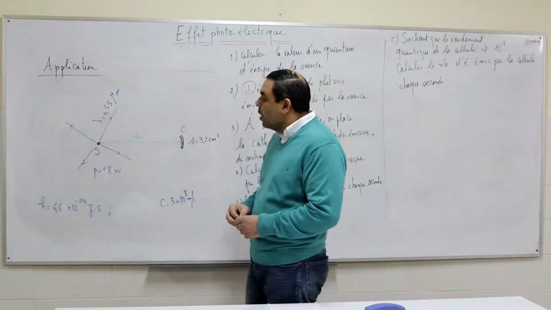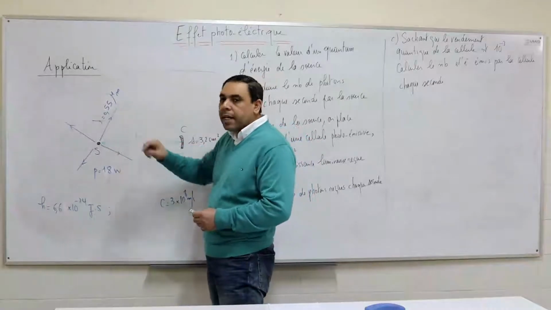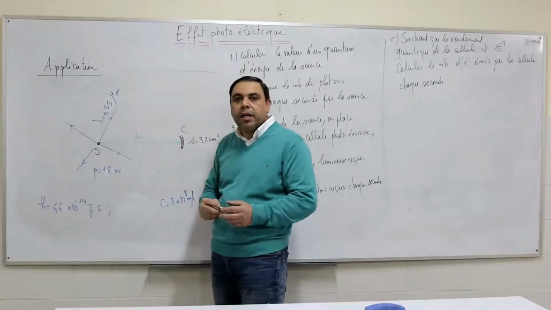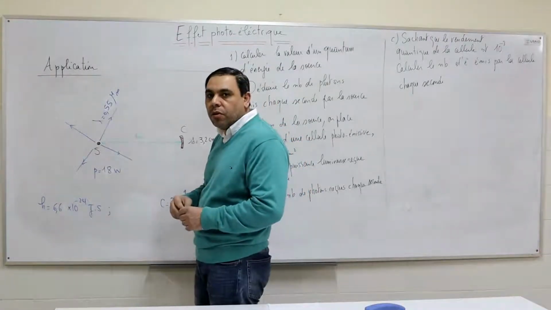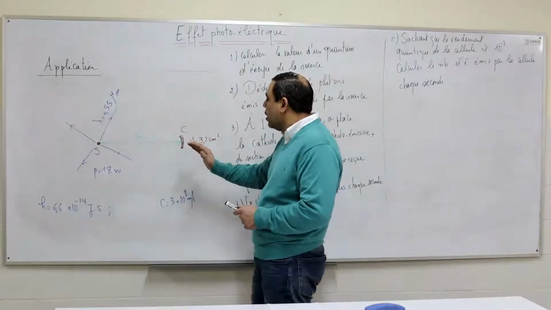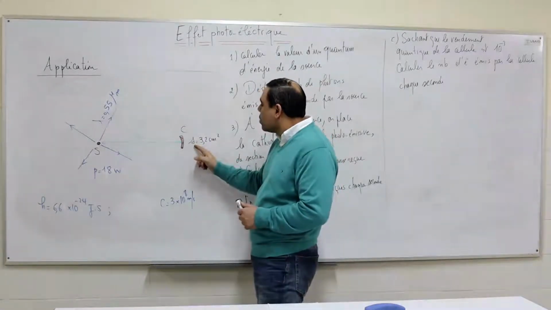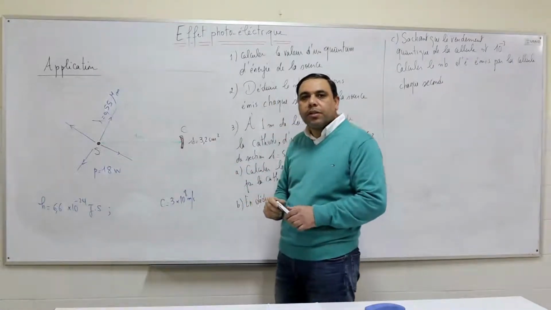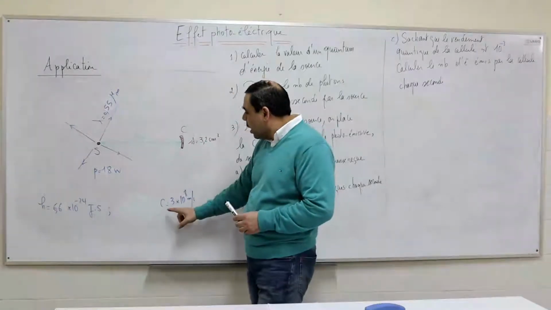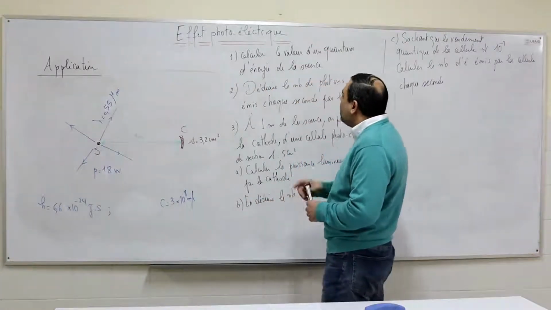Now we're going to solve an application. Consider a monochromatic light source of wavelength 0.55 micrometers and having a power of 18 watts. The source emits light uniformly and in all directions. 1 meter away from the source, we place a cathode of the photoelectric cell of surface area 3.2 centimeters squared. Given Planck's constant 6.6 times 10 to the negative 34 joule seconds and the speed of light in vacuum 3 times 10 exponent 8 meters per second.